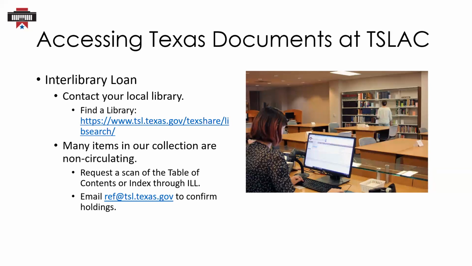Generally, if there are 2 copies available in our catalog, it's likely to circulate. If an item's non-circulating, you can place a request for specific page numbers or a chapter. We recommend requesting a scan of the table of contents or index if you're unsure of the sections you need.